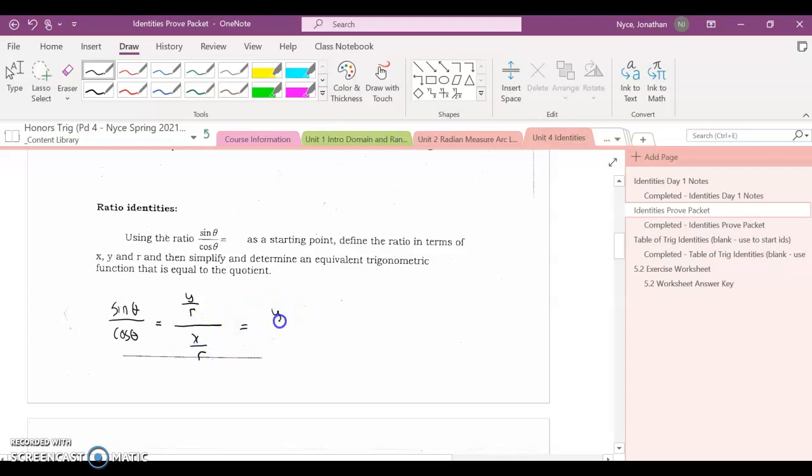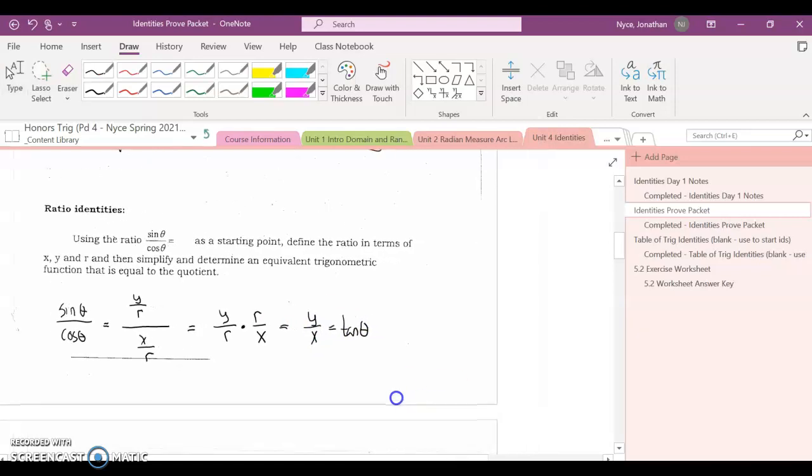Since we're dividing fractions, we know that division with a fraction is the same thing as multiplying by the reciprocal. So instead of dividing by x over r, we can multiply by r over x. When we multiply those two together, the r's cancel, leaving y over x, which we know is the tangent of theta.